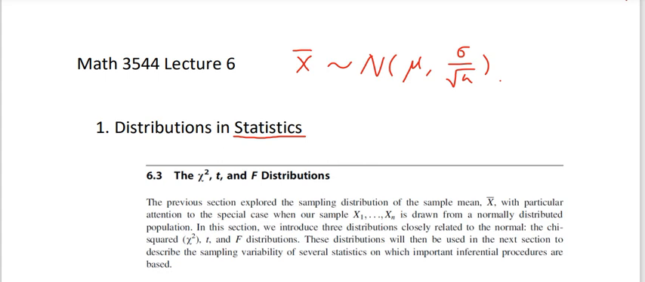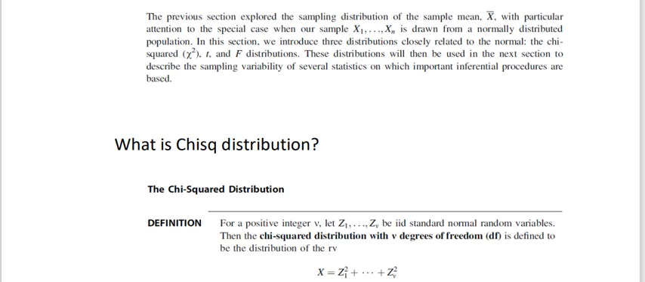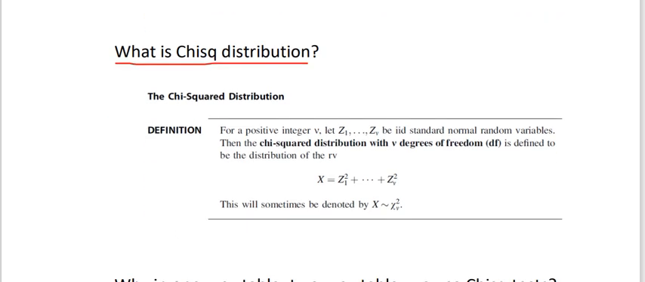Okay, so now let's ask, what is the chi-square distribution? We say the chi-square distribution is just the summation of squared normal variables. Let's say we have z1, z2, up to zv, each zi a standard normal; we can change any normal into standard normal. Then this X, the summation of some squared normals, we call this random variable following the chi-square distribution, with v as the degrees of freedom.